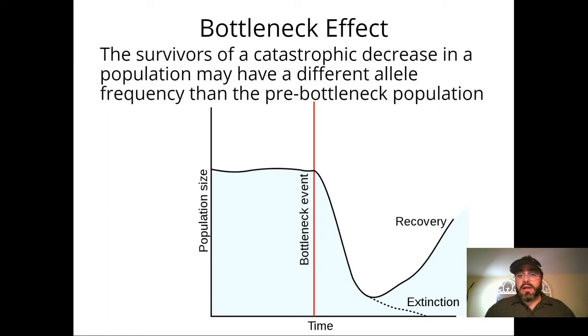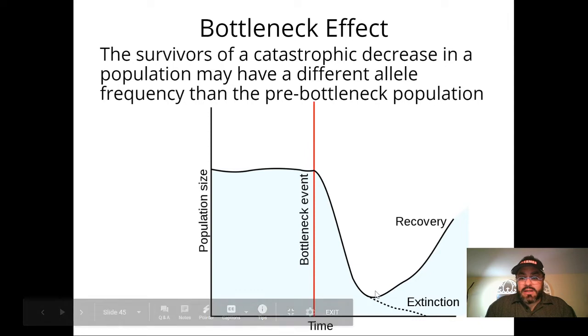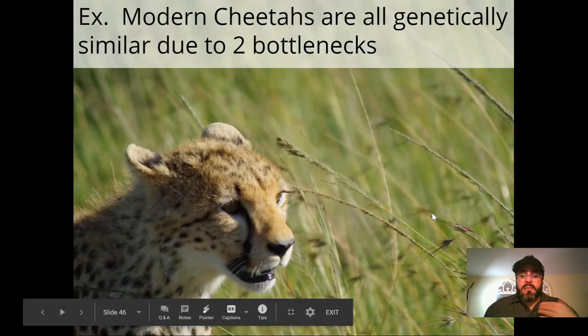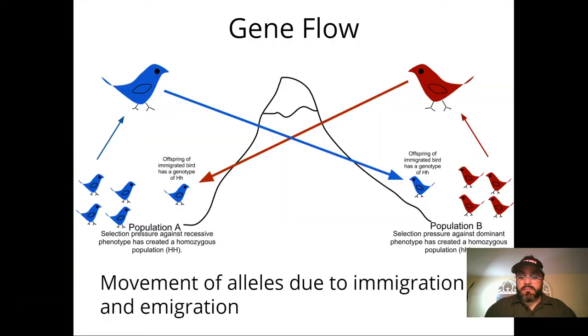Another one is the bottleneck effect. So survivors of catastrophic events, such as what's happened before with cheetahs. It turns out that if there is a recovery, but it's very few individuals, whatever individuals are here and whatever genes they possess, they're the only ones that are going to be passed on to future generations. And again, here it is. Cheetahs are all genetically very similar in today's world because of two bottleneck events.